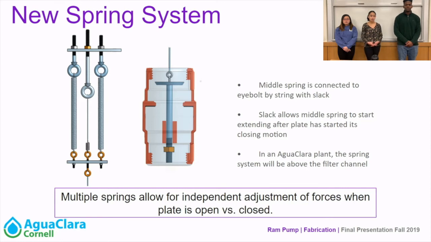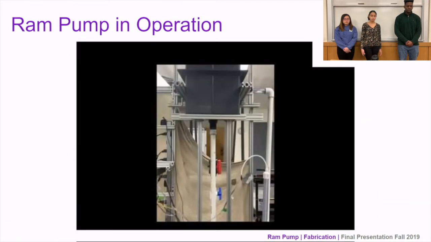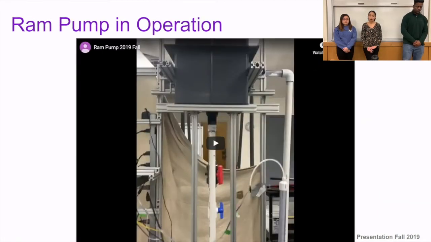And so this really helps us out because a lot of the difficulty that came in previous semesters with trying to find the right spring for the ram pump came in these two positions being connected by one spring. So now with independent adjustments, it is much easier to use a wide range of springs, and they can then be adjusted for the specific plant and the specific ram pump. And here's a video of the ram pump in operation.